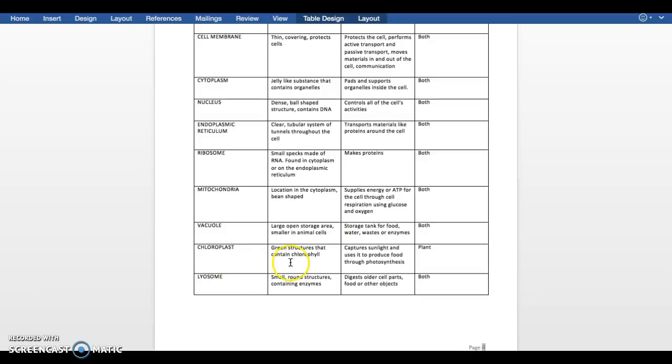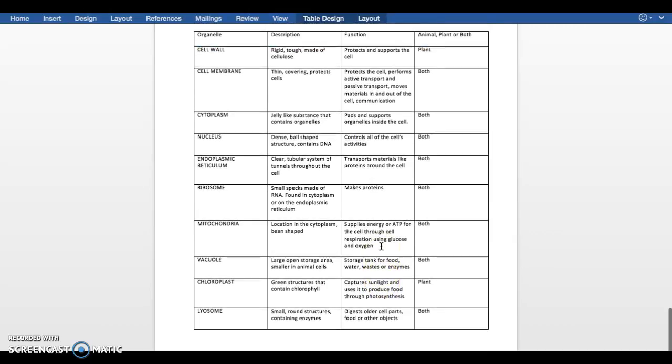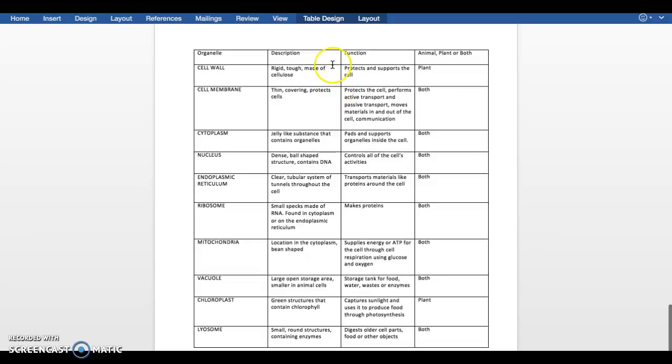The chloroplast, this is what contains the chlorophyll, which captures the sunlight for photosynthesis. So this is how a plant makes its own food, through the chloroplast. So it's just in the plant cell. And the lysosome is the small round structures. They contain enzymes, digest older cell parts, food, and other objects, and they're in both the plant and animal. If you weren't correct on any of these things, it's fine. Just make sure that you're correct now. You can pause it and make sure that you are updated on here.